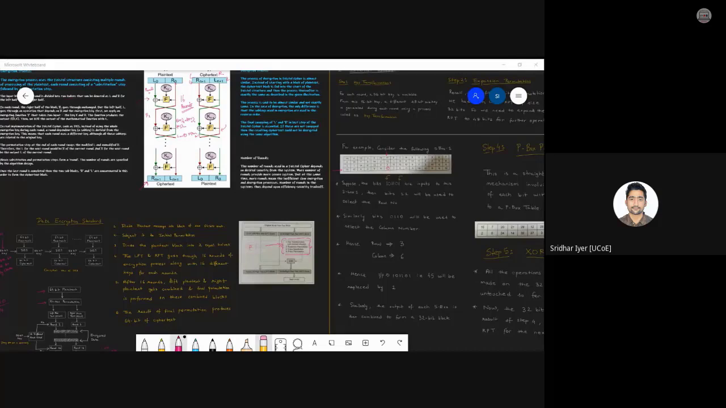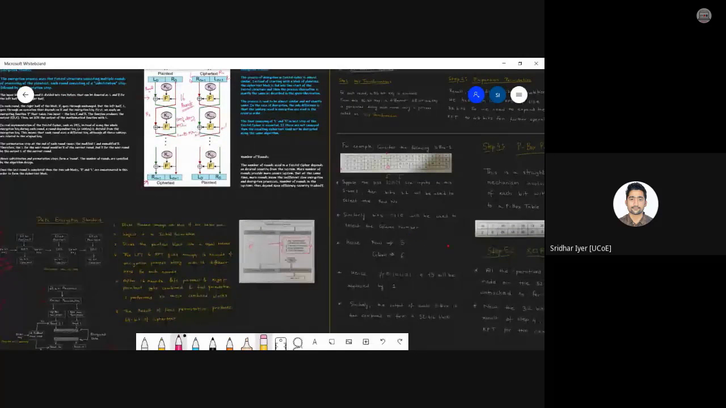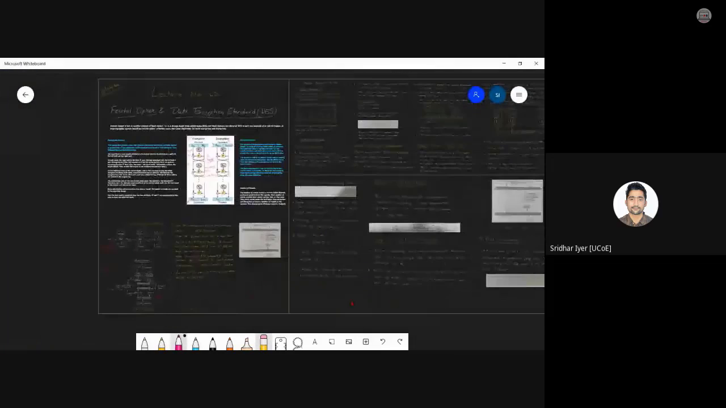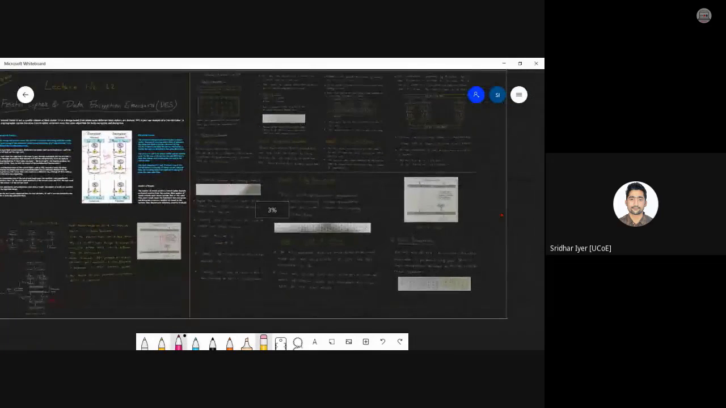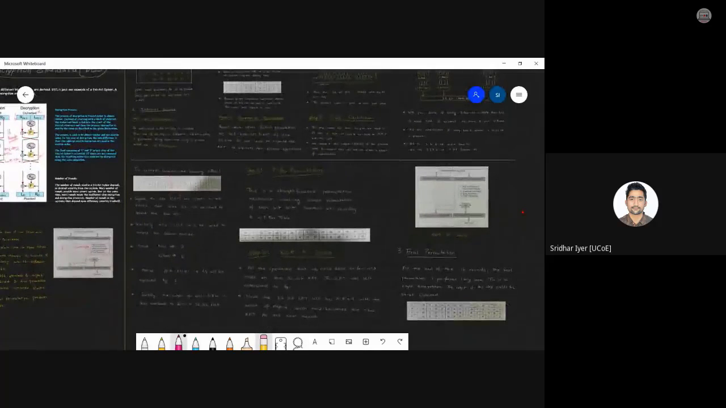Fine. Any confusion with this? I will obviously share the notes. As you can see, the length of this answer is, I guess, too huge, but I have written it from an explanation point of view. You don't need to write this much.